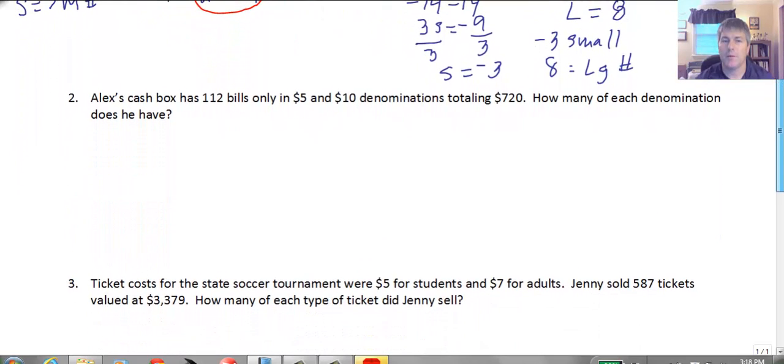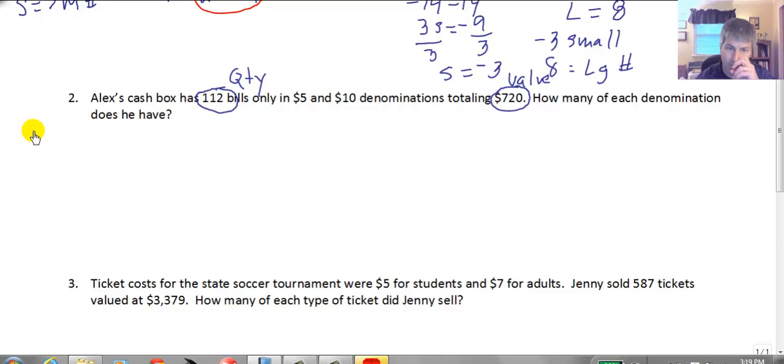Let's go on to sample problem number 2. Alex's cash box has 112 bills, only in $5 and $10 denominations, totaling $720. How many of each denomination does Alex have? Well, here again, we're going to seek two unique independent equations, and we have a couple different things. We have a quantity of bills here. He has 112 bills, so that's a quantity of bills. And we have a value of those bills. So tucked in here is going to be our two equations.